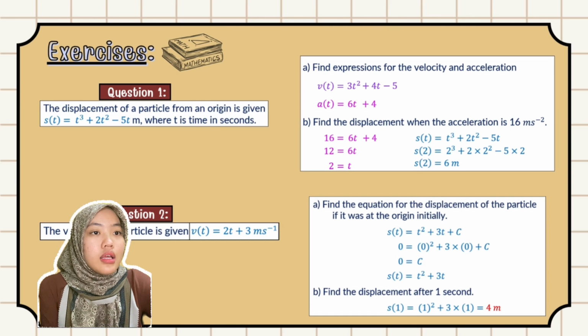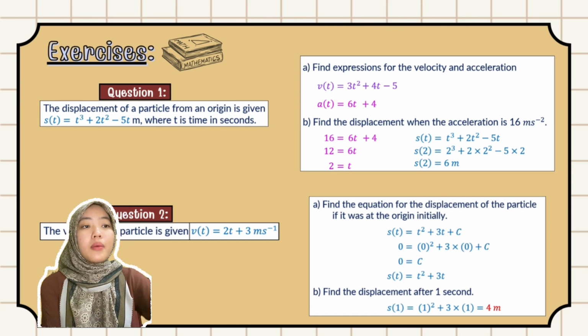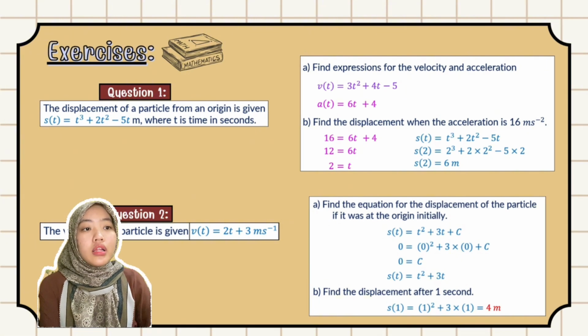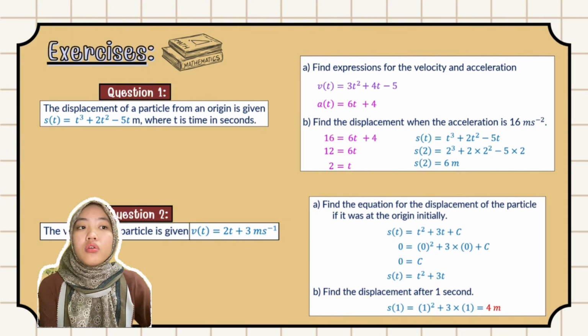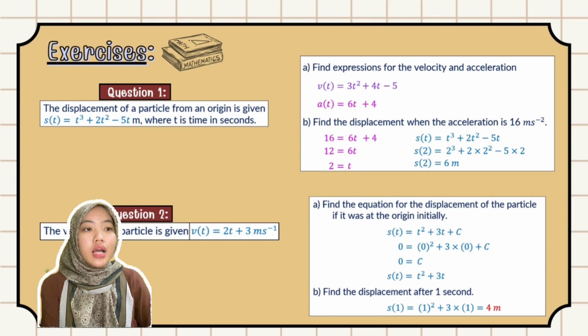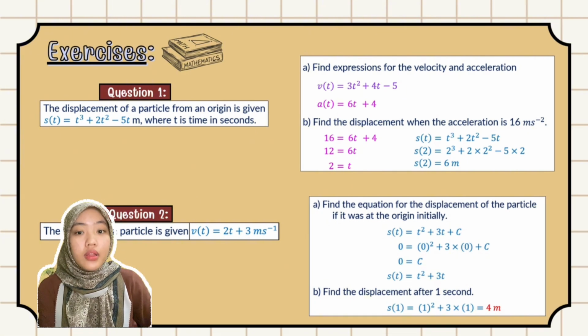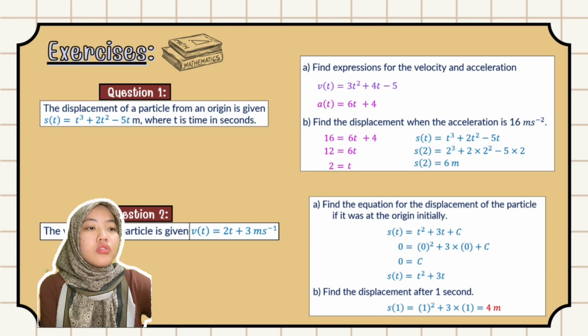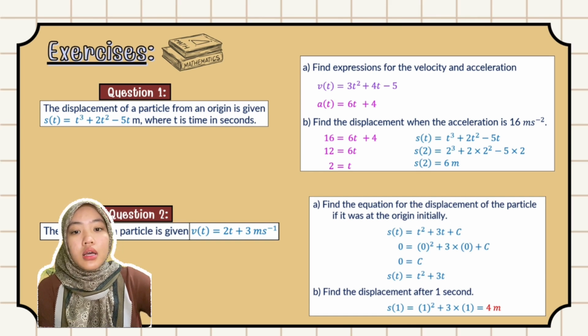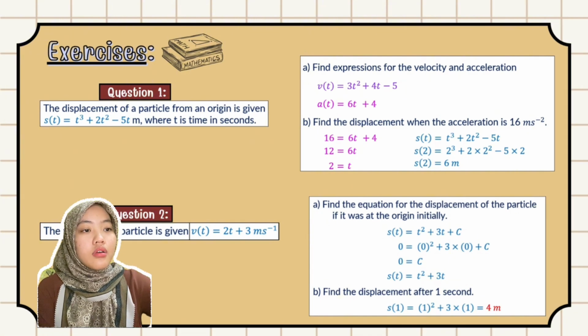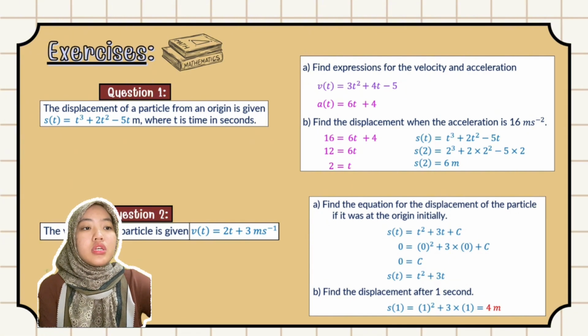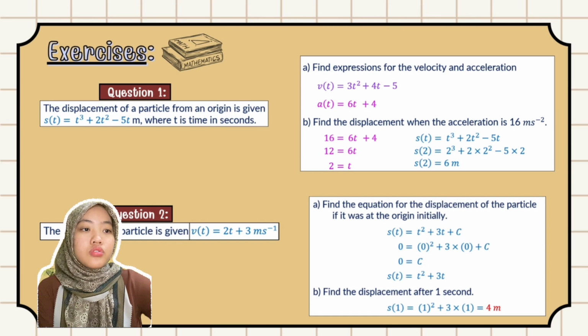And then it says that the particle was at the origin initially. So we know that if the particle is at the origin, the value of t is equal to 0, and also the value of displacement s is equal to 0. So now, substitute 0 into the equation that we got earlier. So 0 is equal to 0 squared plus 3 times 0 plus c, and then you will get c is equal to 0. And then rewrite the equation of displacement, which is s equal to t squared plus 3t.